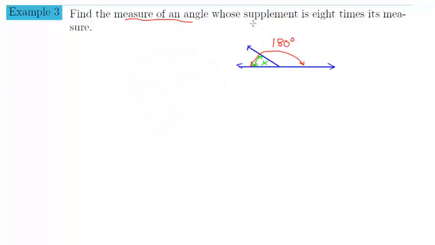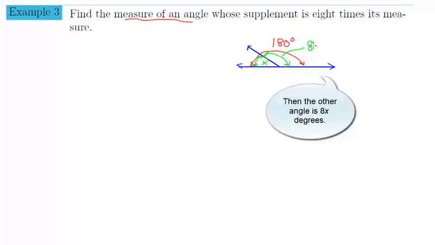And what does the problem tell us? The problem tells us that the supplement, this other angle on the other side that gives us 180 when we add its measure to the measure of angle x, is 8 times its measure. And how can we write that? We can write that as 8x. So this angle here, the supplementary angle, is 8x, and the other one is x. This is all the information we need to actually write the equation that will solve this problem.